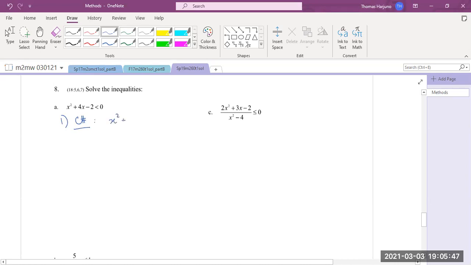x squared plus 4x minus 2 equals 0. You will see this is not factorable. You can try b squared minus 4ac, right? That's 16 plus 8, that's 24. That is not a square number, right? That's how we know it's not factorable.